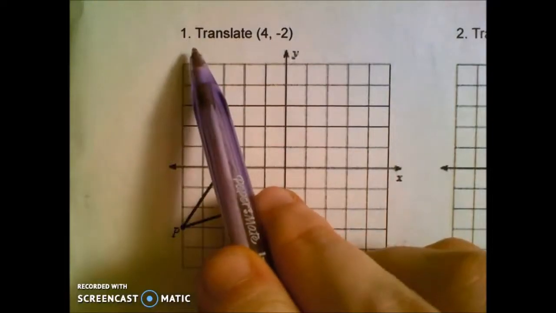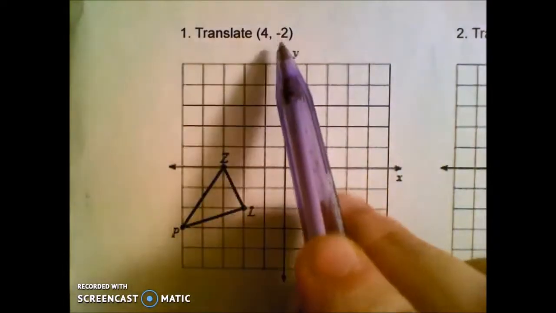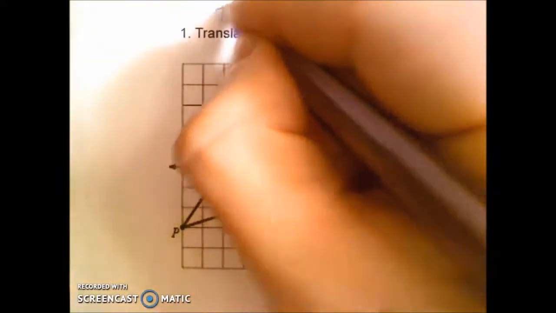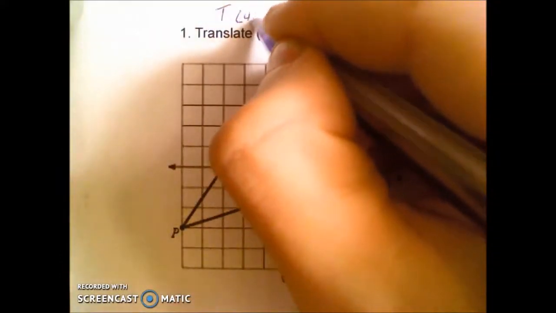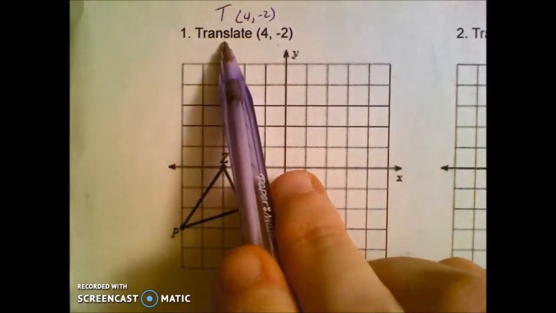Let's start with number 1. They ask us to translate 4, -2. Now, if you're familiar with function notation, you'll also recognize that as T 4, -2. Now, what are they asking us to do there? Well, to translate is a slide.